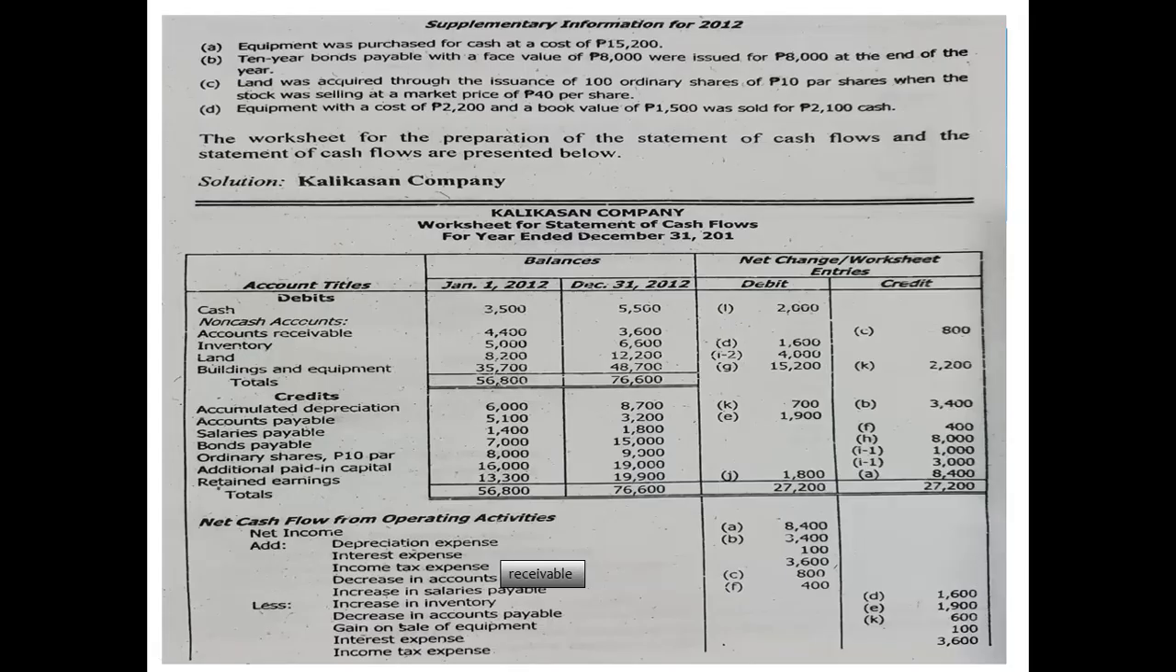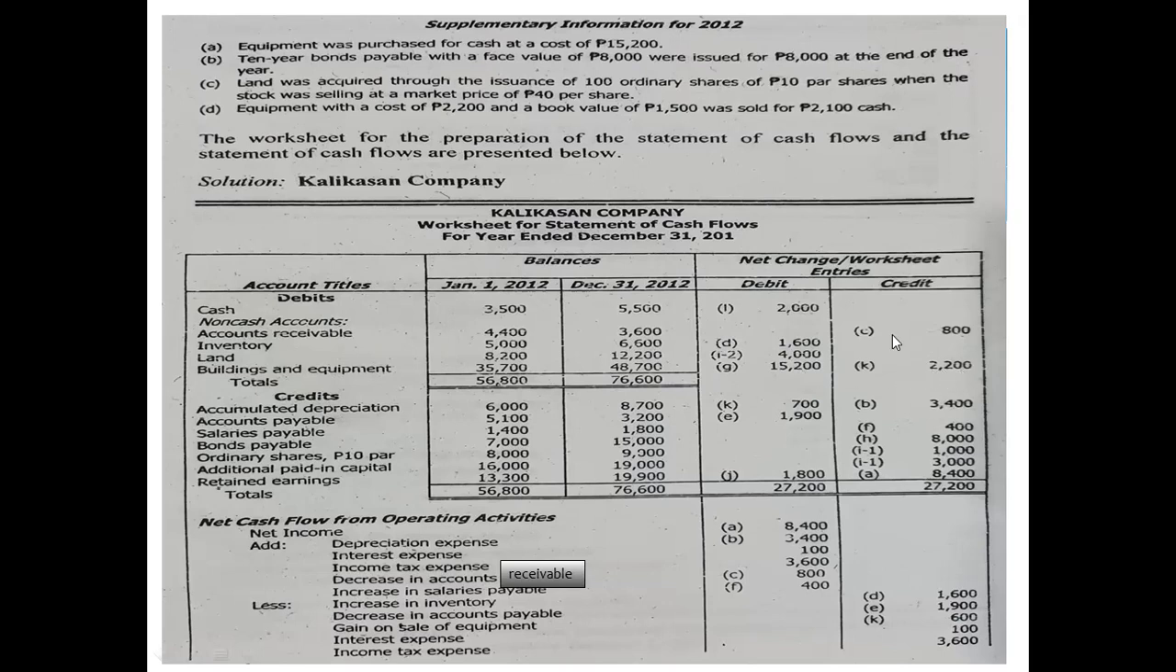So you put it here. Your cash, you debit 2,000. There's an increase, you debit. And then the accounts receivable, credit 800. And then inventory, 1,600. And then 15,000 for the equipment. You purchase equipment.